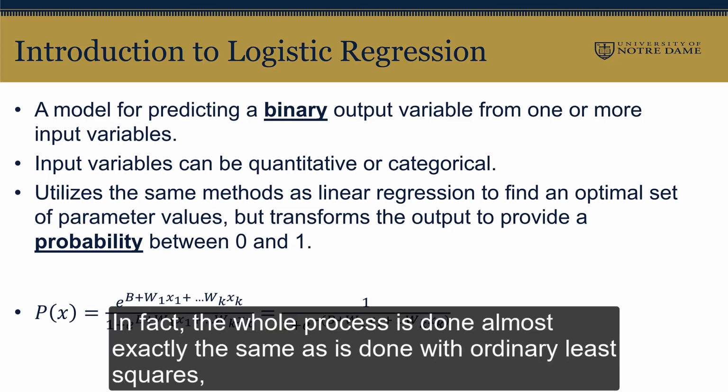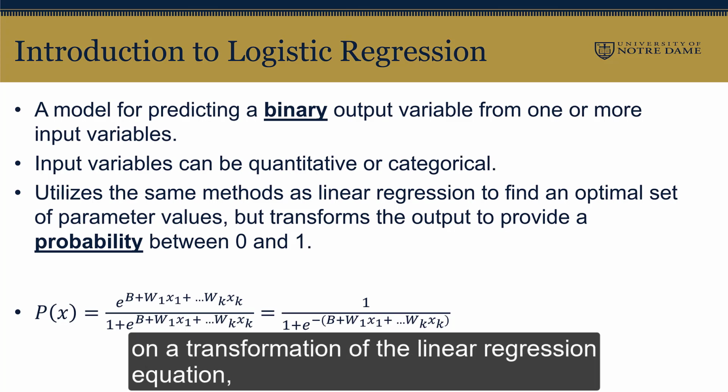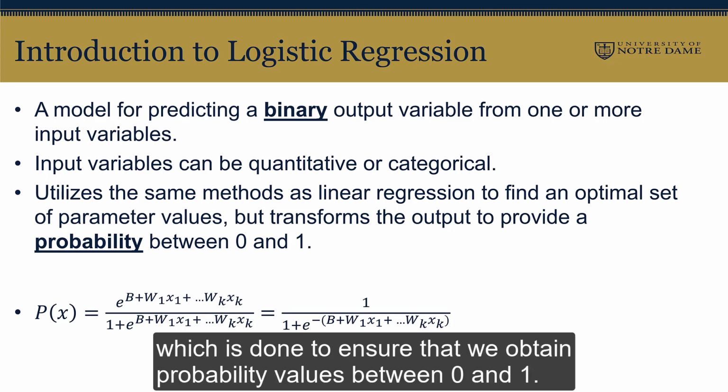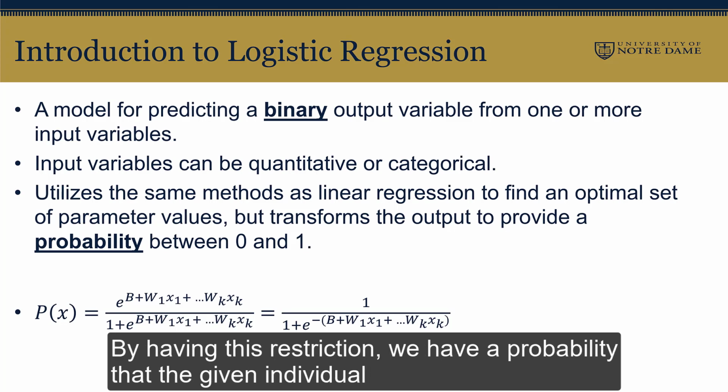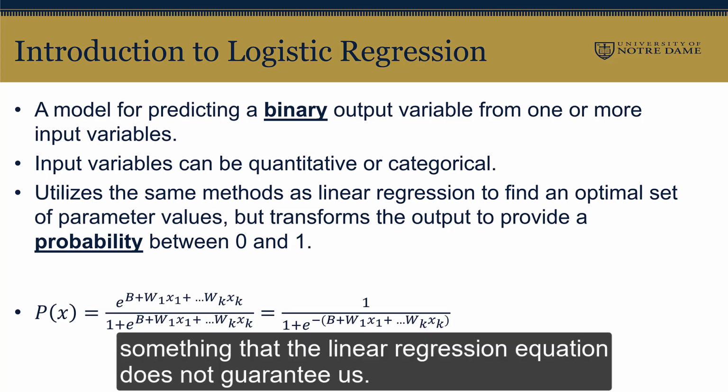In fact, the whole process is done almost exactly the same as with ordinary least squares, but the parameter values are identified by minimizing the squared error equation on a transformation of the linear regression equation, which is done to ensure that we obtain probability values between 0 and 1. By having this restriction, we have a probability that the given individual belongs to one category over another, something that the linear regression equation does not guarantee us.